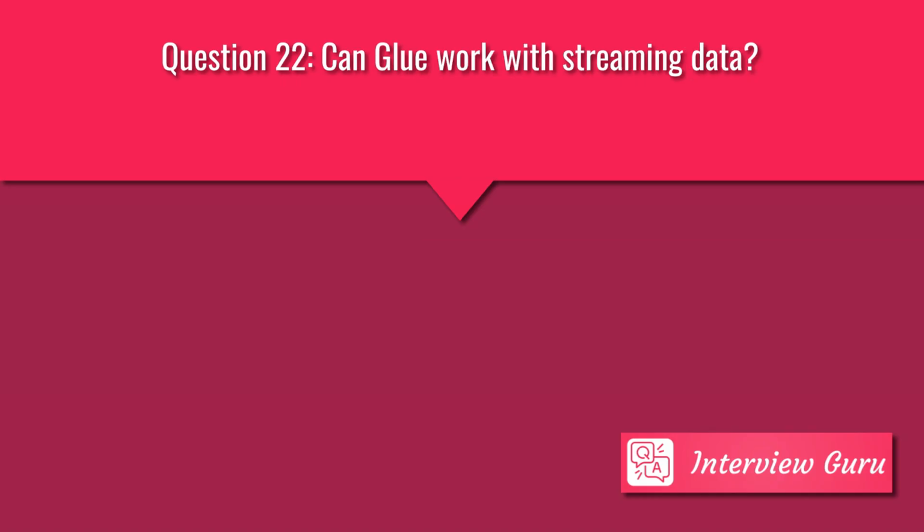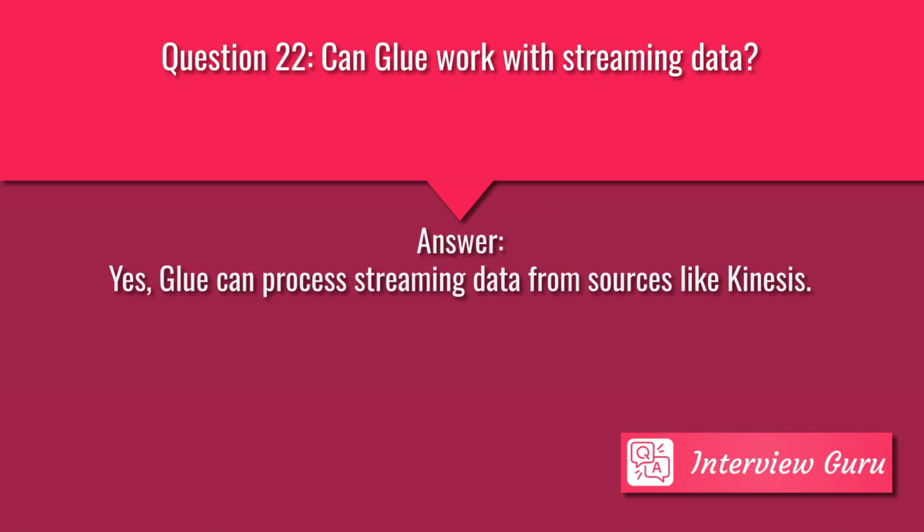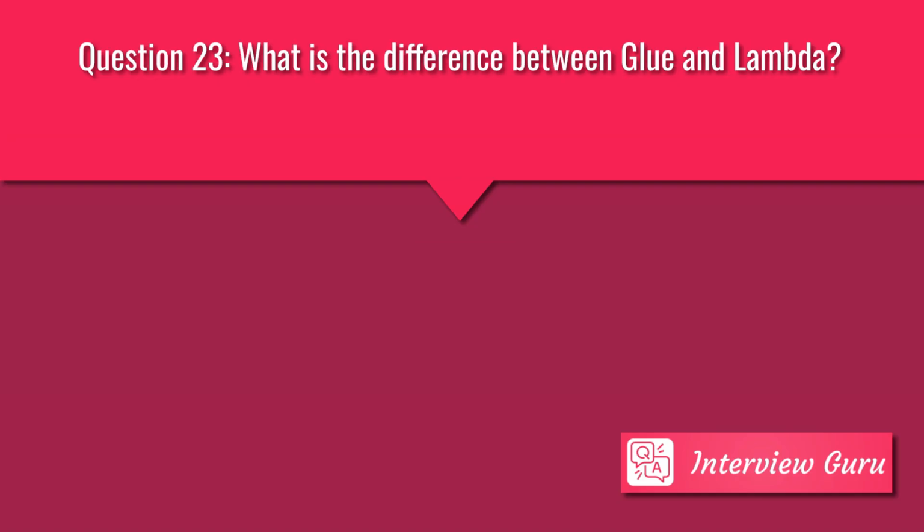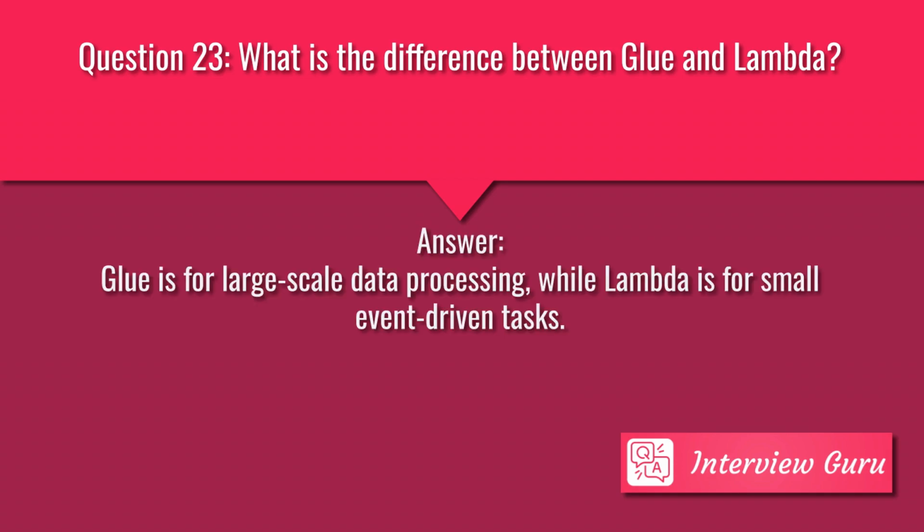Question 22. Can Glue work with streaming data? Yes, Glue can process streaming data from sources like Kinesis. Question 23. What is the difference between Glue and Lambda? Glue is for large-scale data processing, while Lambda is for small event-driven tasks.